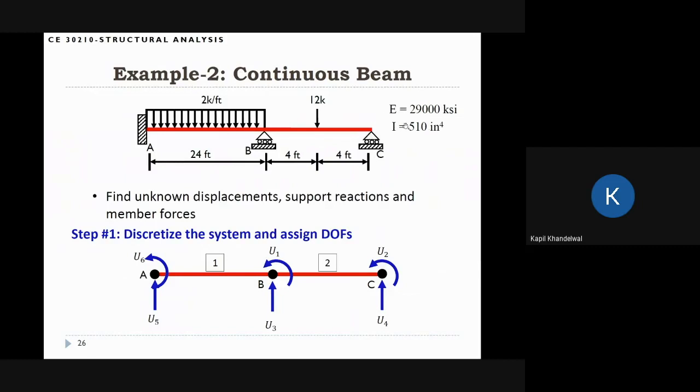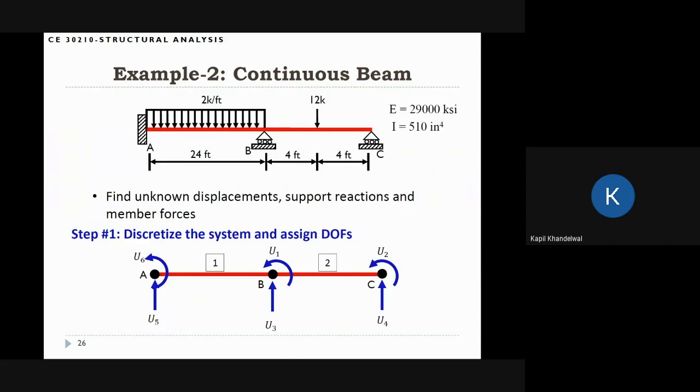The properties are given: E is 29,000 KSI, and I is 510 inch to the fourth for the entire section, so they're not changing. This figure is not drawn to scale. You can see that the 20-foot span is much larger than the 8-foot span, but I'm not drawing this figure to scale. What we want to do is find the unknown displacements, support reactions, and member forces. All the steps are exactly the same.